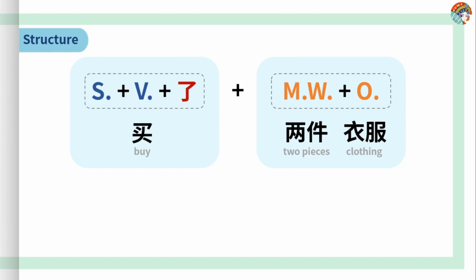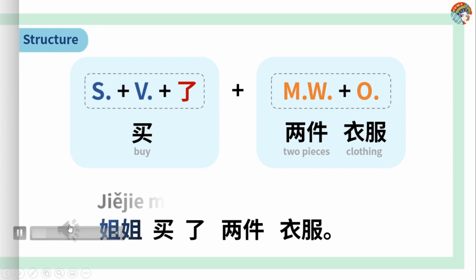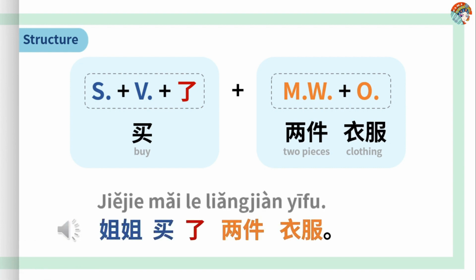So let's see the whole sentence. 姐姐买了2件衣服. So we can click the button and listen and repeat.